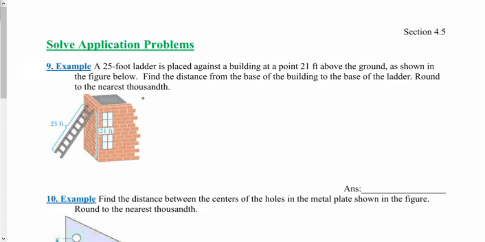Now, when I look at this, it says I have a 25-foot ladder. So here's the length of the ladder. It's 25 feet. It's placed against a wall and it's 21 feet above ground. How far is the base of the ladder from the wall?